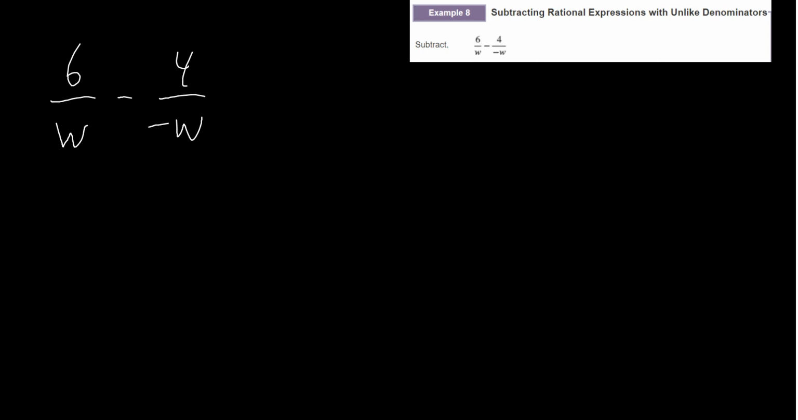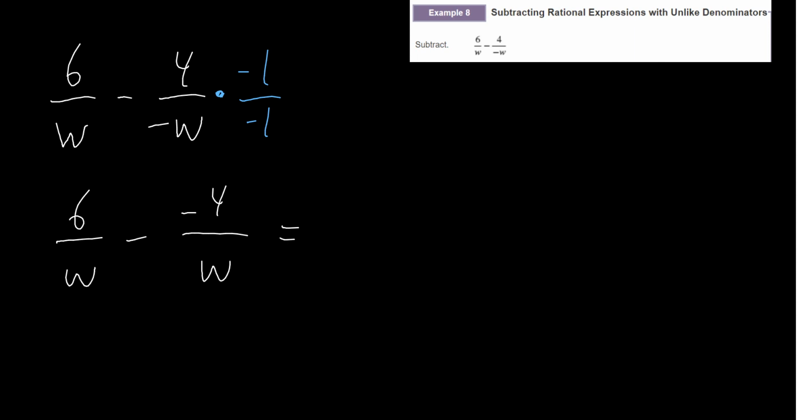Well, I don't know about you guys, but I like dealing with positive numbers way more than negative numbers. So let's deal with a positive w. So I need to multiply this by negative 1 over negative 1, right? Negative 1 over negative 1 is indeed a positive 1. So I'm not changing the value of anything. So this turns into 6 over w minus, well, negative 4 times negative 1 is a negative 4, and then a negative w times a negative 1 is a positive w. Okay, and then we can proceed.